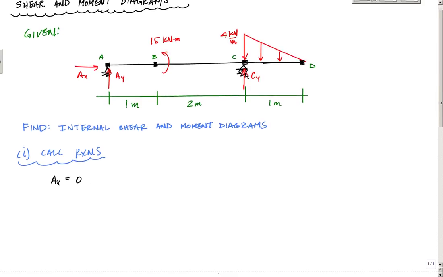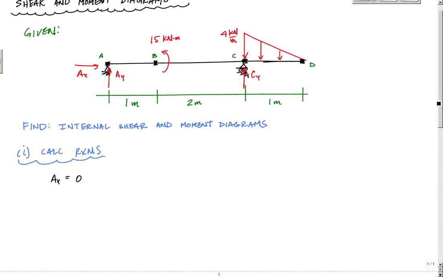And then to find the vertical reaction at C, or Cy, I'm going to take moments about point A equal to 0. The reason I take moments about point A is because it leaves me with one equation, one unknown. In this case, I have this 15 kilonewton meters plus Cy times 3 meters, and then this linearly distributed load, which is a triangle, has a resultant.